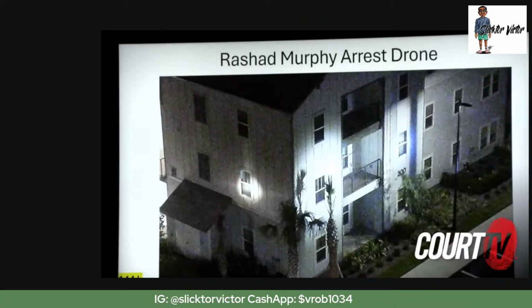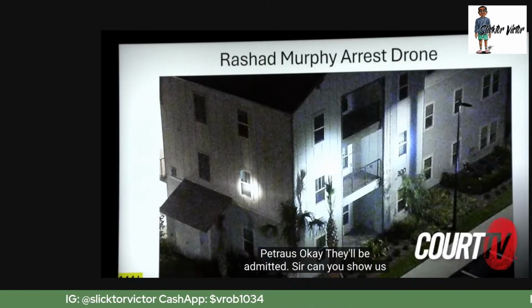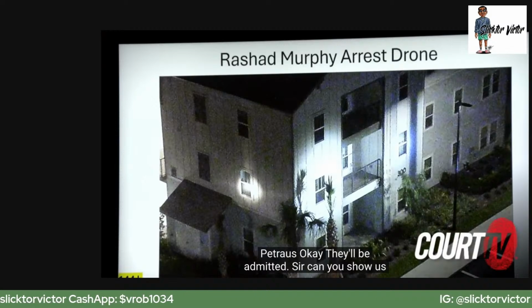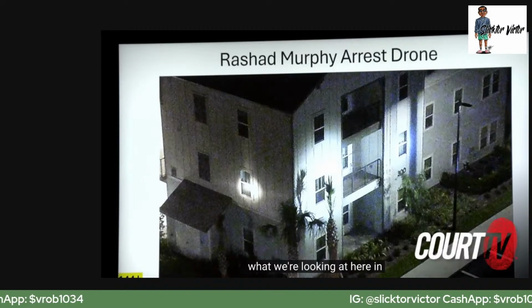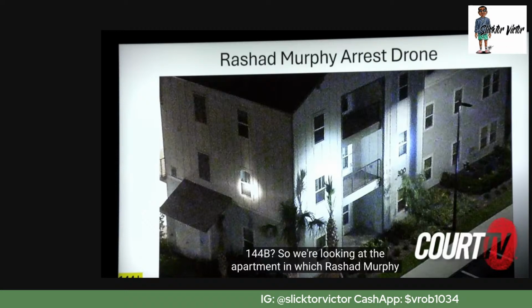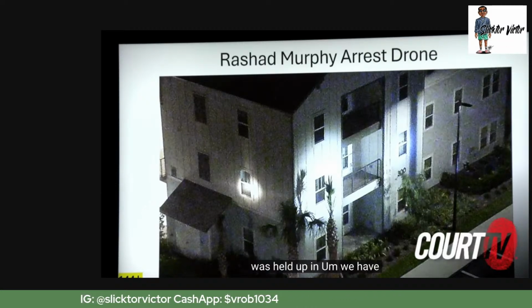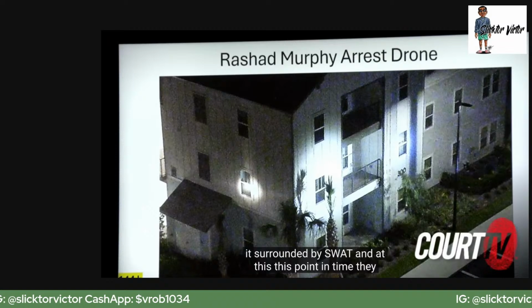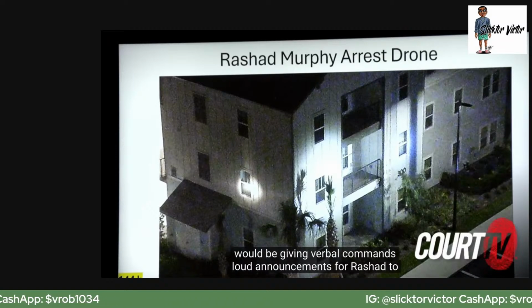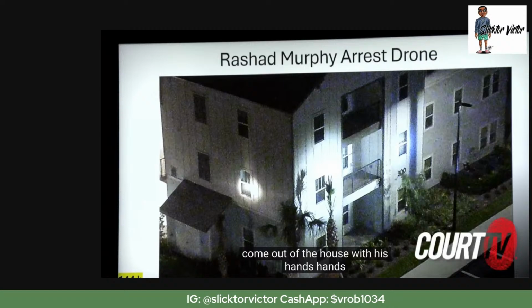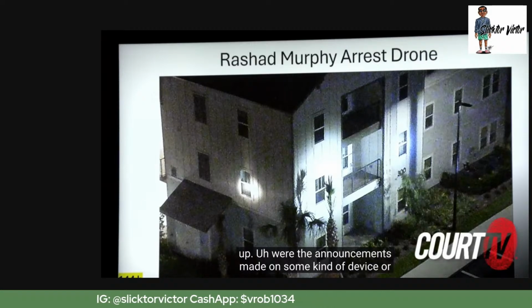Sir, can you show us what we're looking at here in 144B? So we're looking at the apartment in which Rashad Murphy was held up in. We have it surrounded by SWAT, and at this point in time, they would be giving verbal commands, loud announcements for Rashad to come out of the house with his hands up. Were the announcements made on some kind of device or just by shouting? No, ma'am. They were made over a megaphone. And over a term of minutes or hours? We were out there for hours that day.